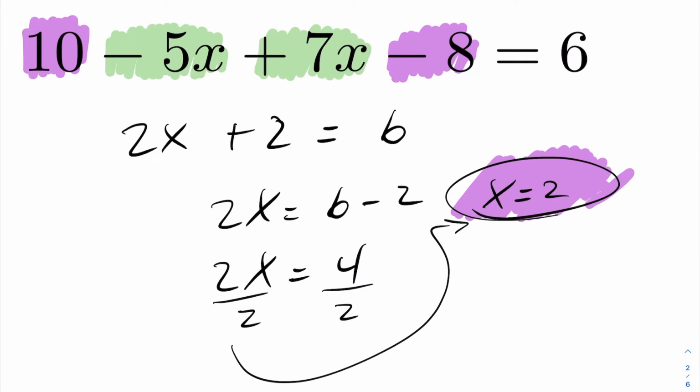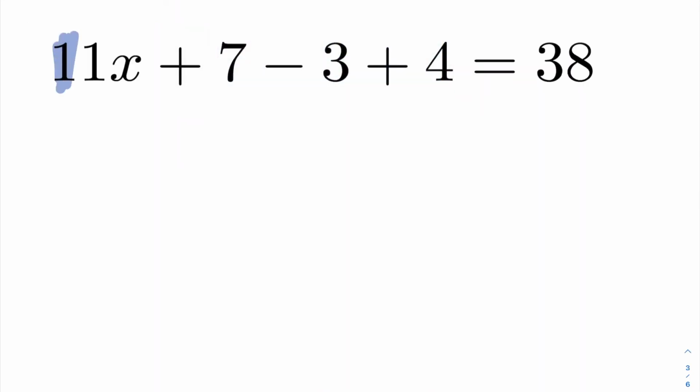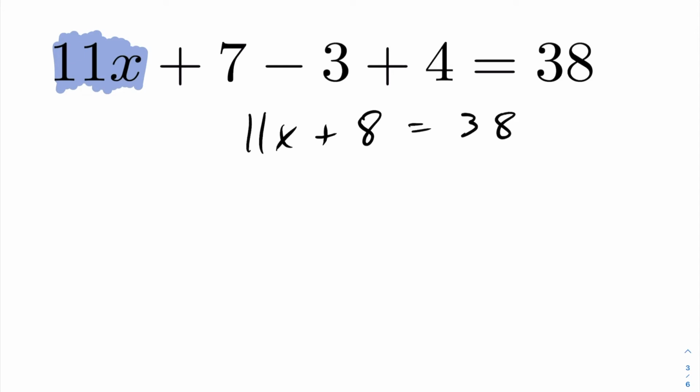Let's take a look at another example. In the next example here, same idea. We want to collect like terms. I have an 11x here. But we don't have any other variables of x here. So in this case here, there is nothing really to collect with this, but collecting up our numbers here, which are like terms here, we end up getting 7 minus 3 plus 4 is 8. So this becomes 11x plus 8 equals 38.